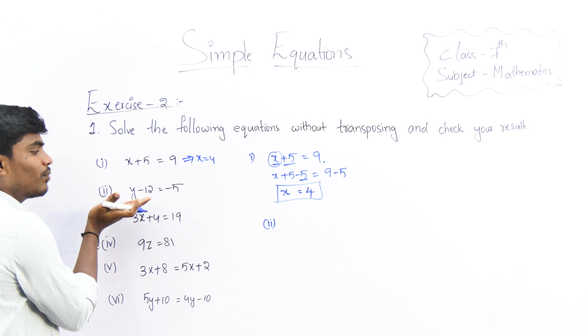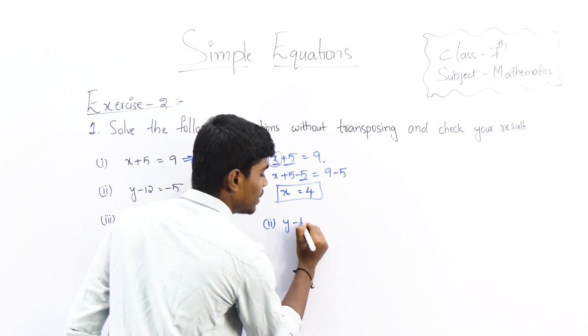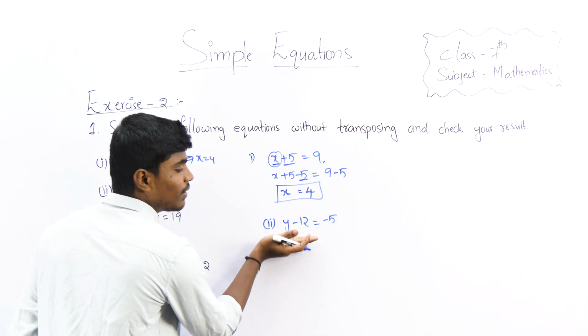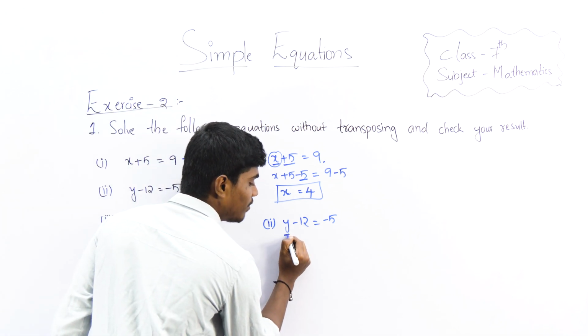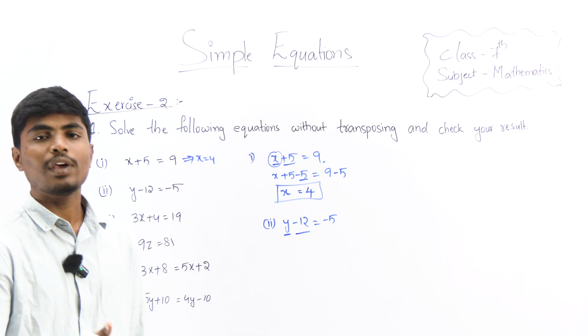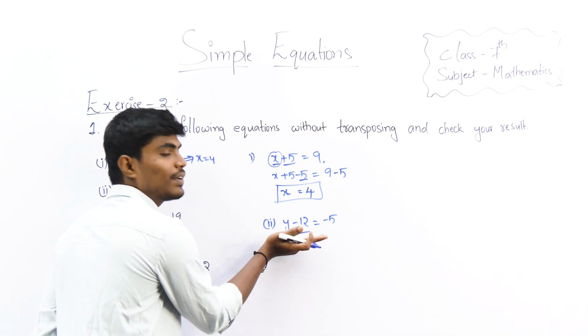What we have in the second: y minus 12 is equal to minus 5. On the left hand side we have y minus 12, and we have to find the value of y. What do we have extra? Minus 12. So what we have to do to get y? We have to add 12 on the left hand side.